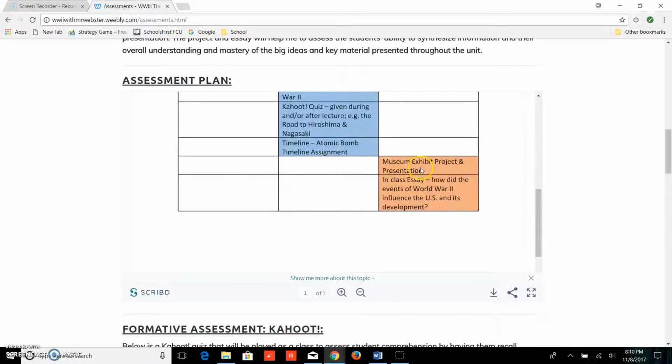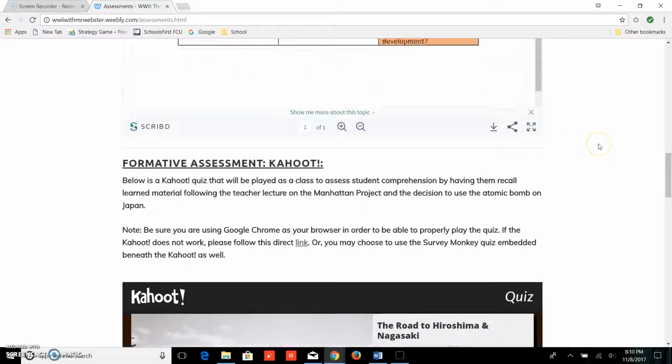And then down here, the two summative assessments, which include a museum exhibit project and presentation, in which the students will, in groups, be tasked with creating a quote-unquote artifact, as well as a museum label related to a particular topic of World War II. And then an in-class essay, which will respond to the question, how did the events of World War II influence the U.S. and its development?